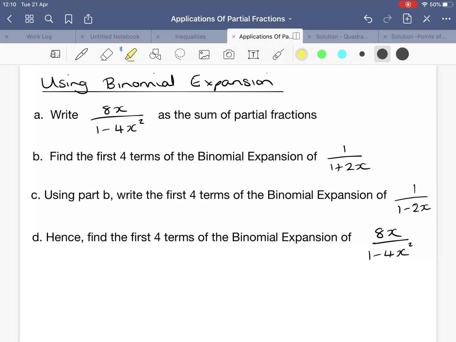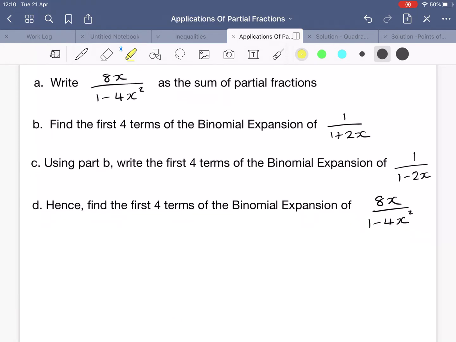So hopefully you have. So let's have a go. First part, again, these are usually a bit more straightforward. So 8x over 1 minus 4x squared. Well, the first thing you've got to do is factorise this denominator, difference of 2 squares. So you've got 1 plus 2x and 1 minus 2x.